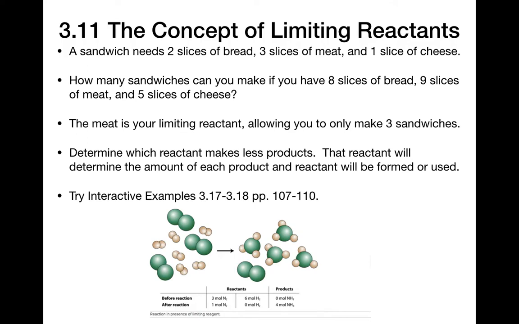Once we've determined our limiting reactant, everything in the problem can be based on the limiting reactant, because, for example, in this sandwich problem, the number of sandwiches depends on the number of slices of meat. How many slices of bread get used depends on the number of slices of meat. How many slices of cheese get used depends on the number of slices of meat. Everything that is used and formed in a chemical equation is based on the limiting reactant, because that is the one that rules all the others in terms of how much of each one is used and made.